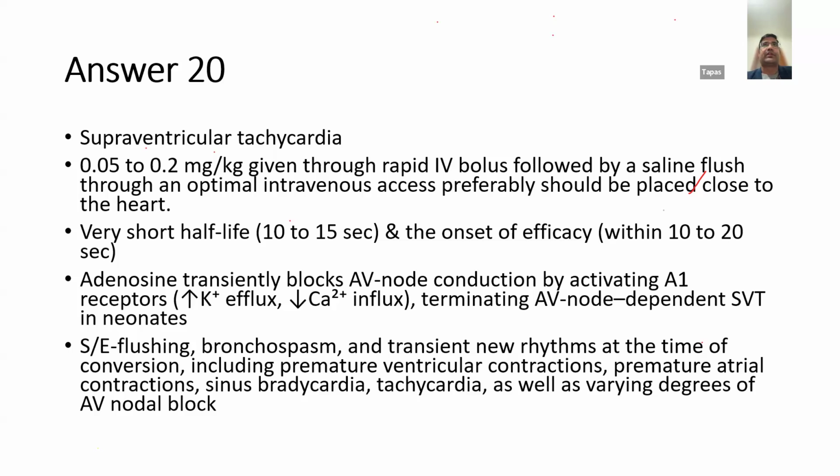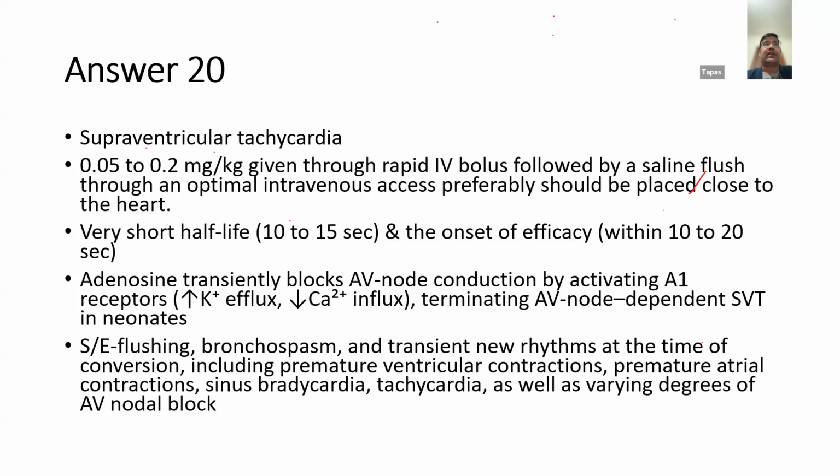It means you have to give this drug through the UVC or through the PICC line so that it goes directly into the heart without getting metabolized. It is because the drug has a very short half-life of only 10 to 50 seconds. So if you give it through a cannula, the drug may actually get metabolized. And the onset of efficacy typically starts quickly, within 10 to 20 seconds of administration.